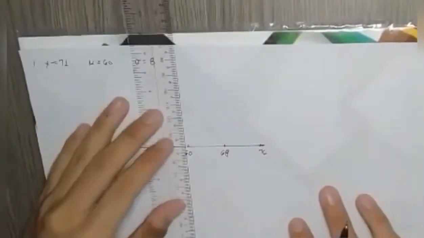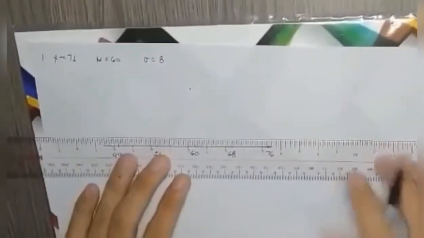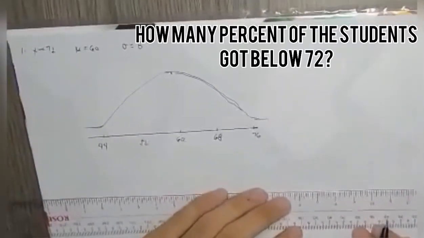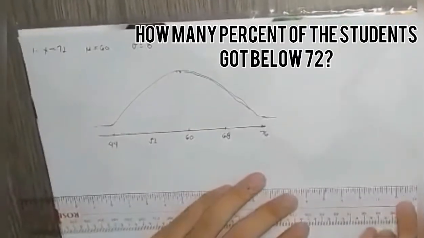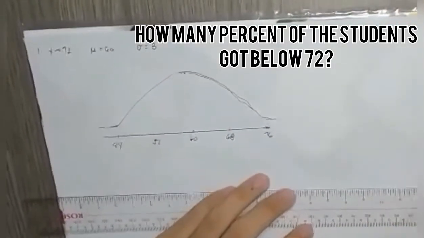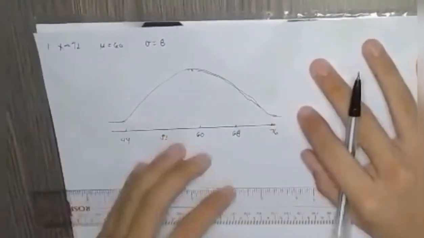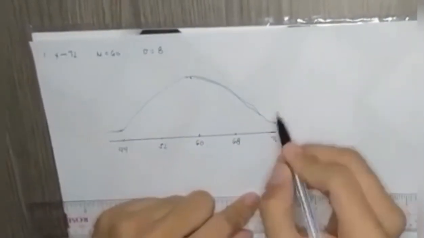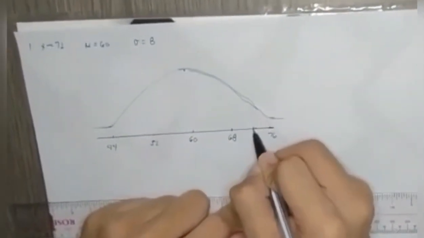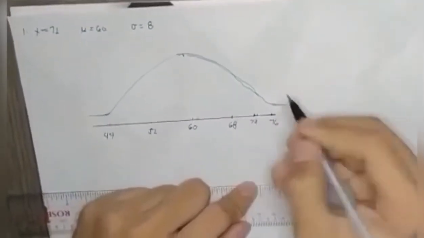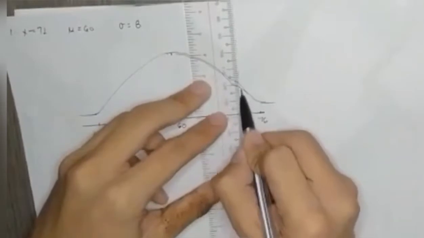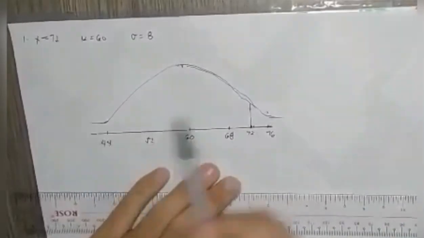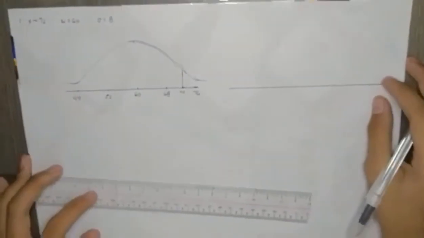So let's graph it first. In the question, what percent of the students got below 72? So we first need to get the value of the area below 72. I can say that 72 is right over here, in the middle. So here we need to get the area below 72.